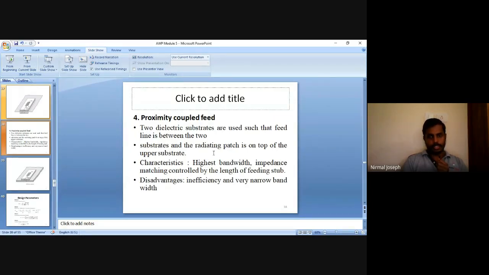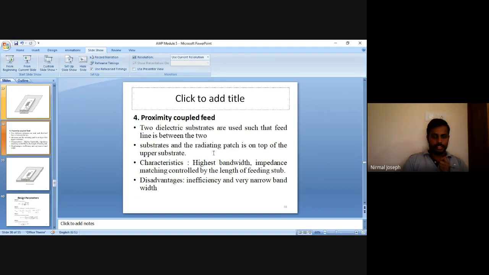Impedance matching is controlled by the length of the feeding step. So the disadvantage is inefficiency and very narrow bandwidth. So that is the total disadvantages. Okay. Highest bandwidth, within these patch antennas, this proximity coupled feed is having the highest bandwidth. And generally, we are talking about patch antennas having very narrow bandwidth, and their efficiency is also very low.